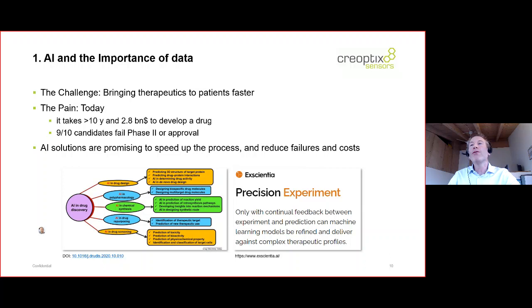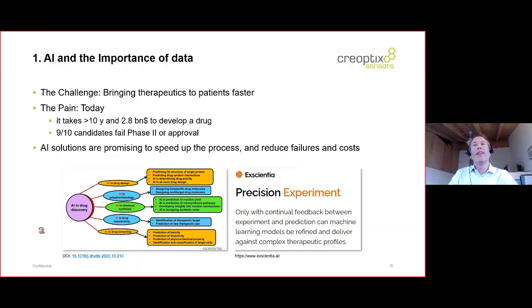Only with continual feedback between experiment and prediction can machine learning models be refined and deliver against complex therapeutic profiles. So it's this continuous loop between measuring, getting data, feeding that data into a network or machine learning algorithm, and from that doing the prediction and optimization tasks, which are at the basis of many of these AI approaches.